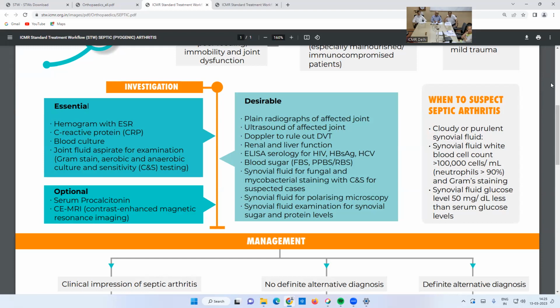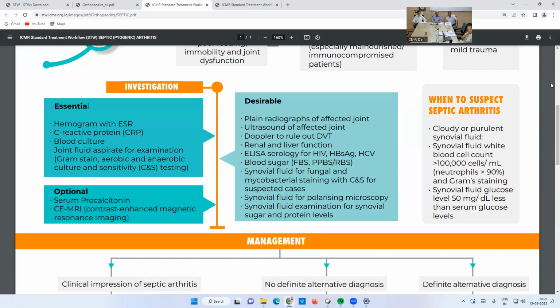Then the patient has to be seen for any renal and liver function test. In cases of immunocompromised patients, or otherwise, we can ask for tests to rule out hepatitis C, hepatitis B, and HIV infection. Then we also have to see whether the patient has any diabetes. For that, we have to go for the blood sugars.